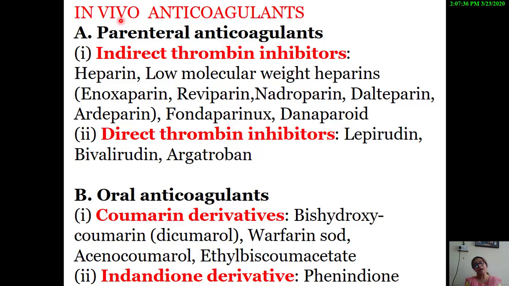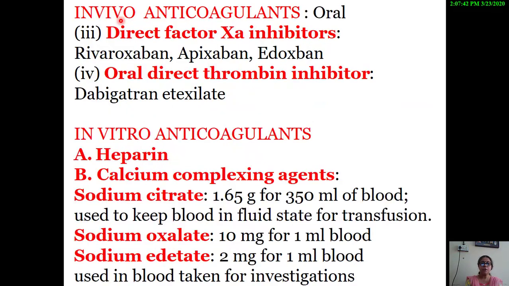Then in the oral anticoagulants, you had the coumarin derivatives, warfarin, and other coumarin derivatives. And you had the direct factor 10A inhibitors, which include rivaroxaban, apixaban, edoxaban, and the oral direct thrombin inhibitor, which is dabigatran etexilate. So today I'll be discussing all of these apart from heparin, low molecular weight heparin, fondaparinux, and warfarin and the coumarin derivatives.